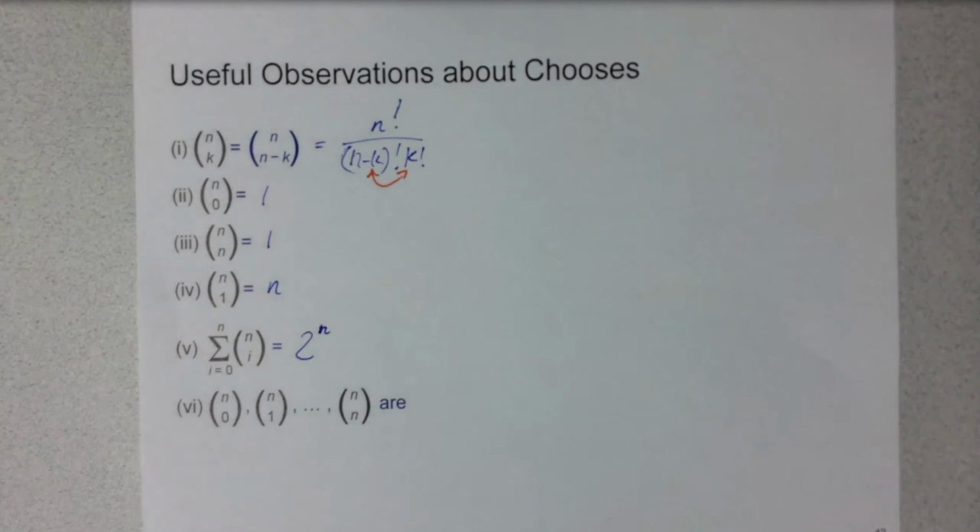So the sum of all of the chooses where the top of the choose stays stable, you try all the possible things, ends up being a power of 2.